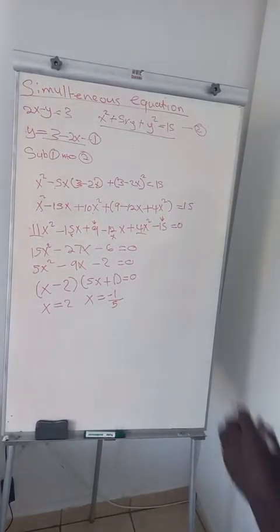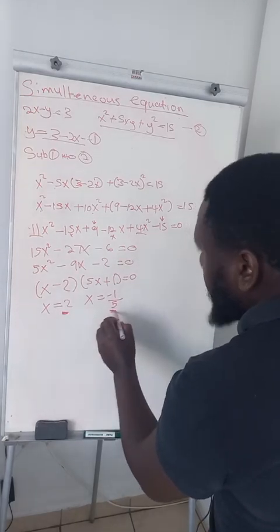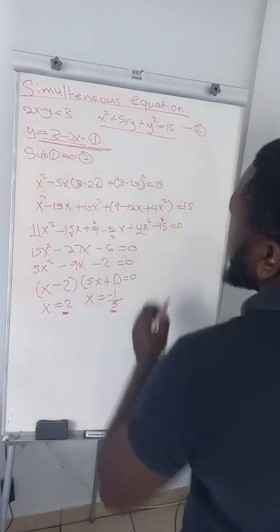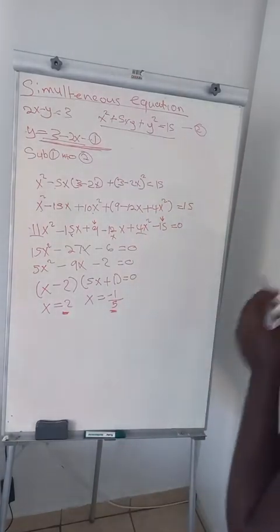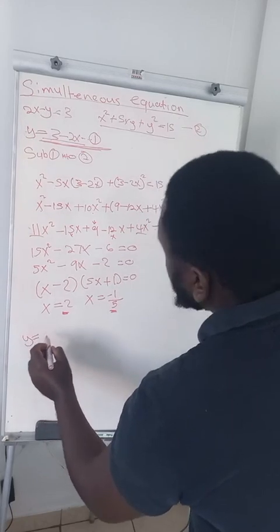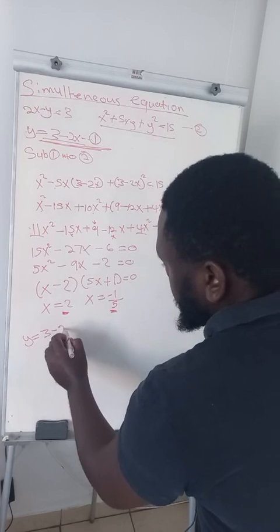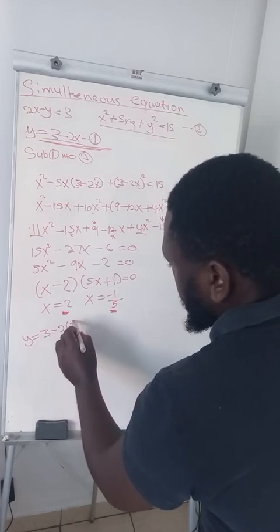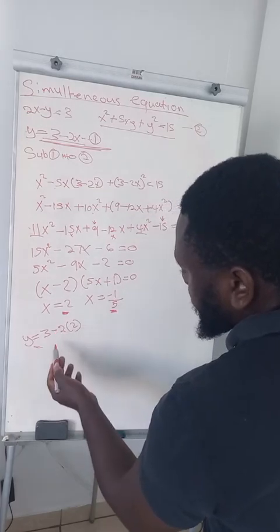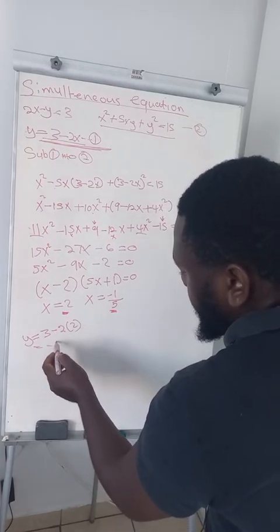So now take these two numbers and replace them back here so that you can get your value of y. So for this one, we'll say our y value is this. It will be 3 minus 2 into 2 here. It means here you get 3 minus 4. It means you get minus 1.